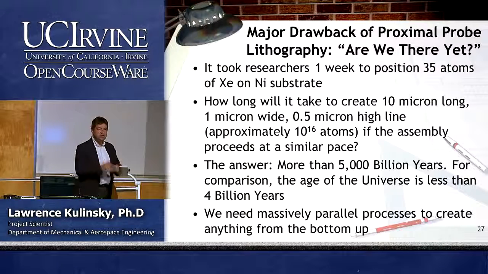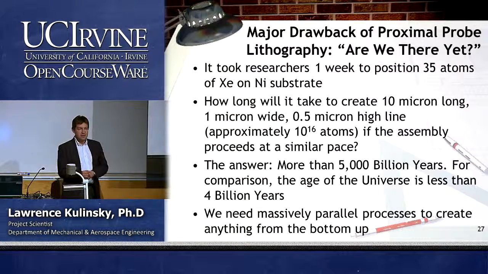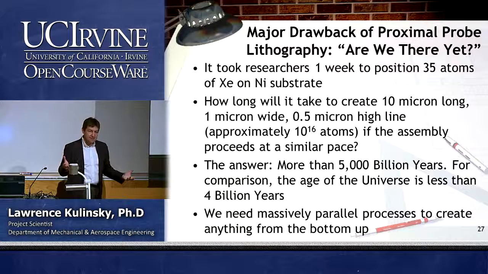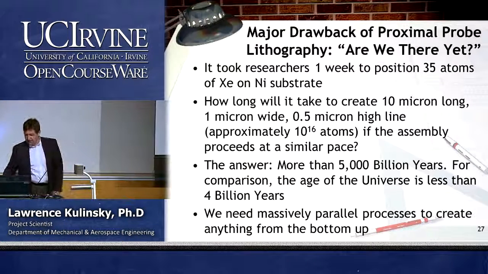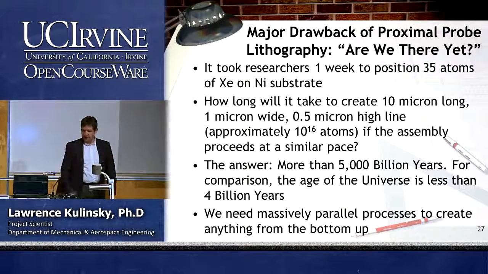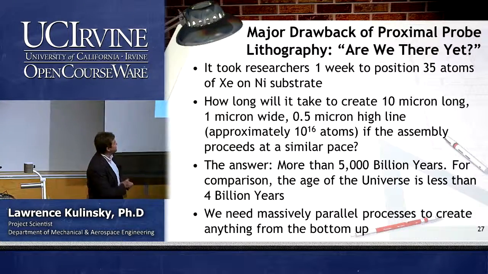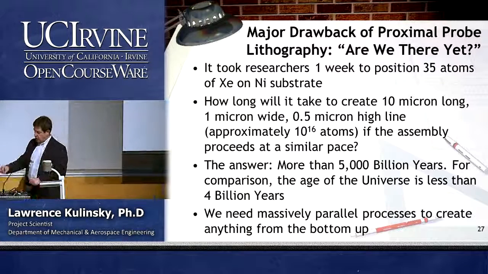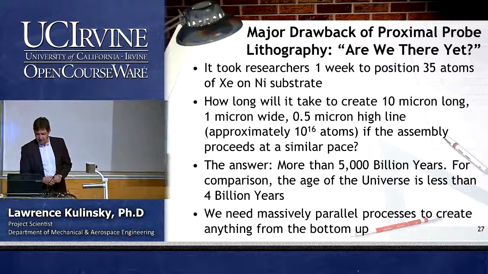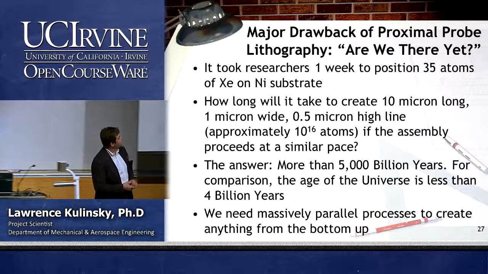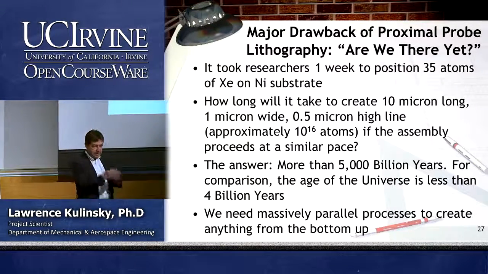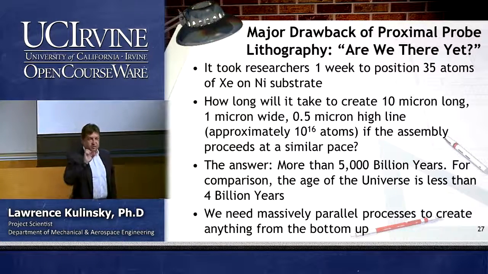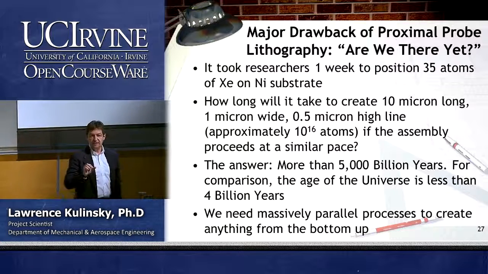So you can do individual atoms. The major drawback, okay? The major drawback is, are we there yet? Is the speed, okay? How fast can you do that? It took researchers 1 week to position 35 atoms of xenon on a nickel substrate. So how long will it take to create a 10 micron long, 1 micron wide, half a micron high line? Any ideas?